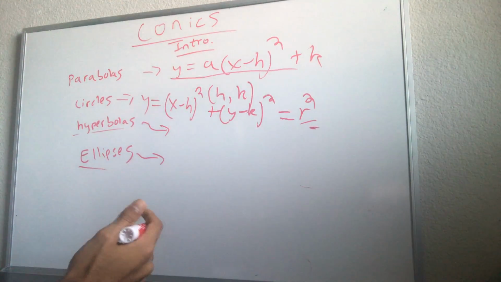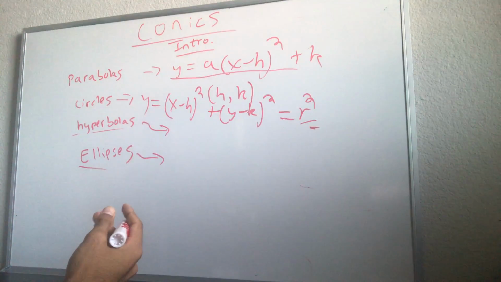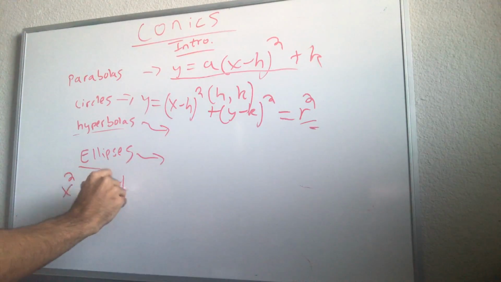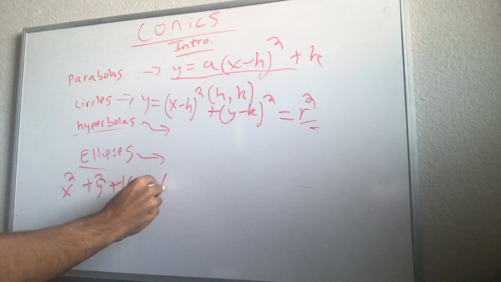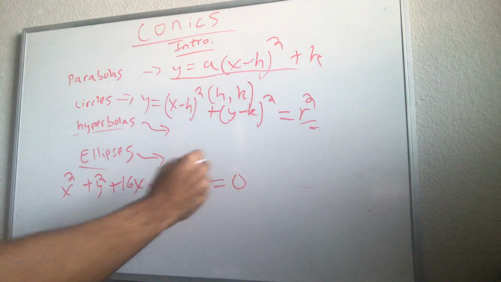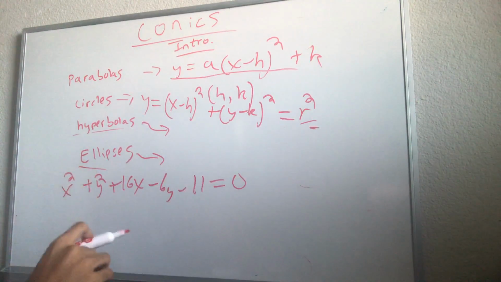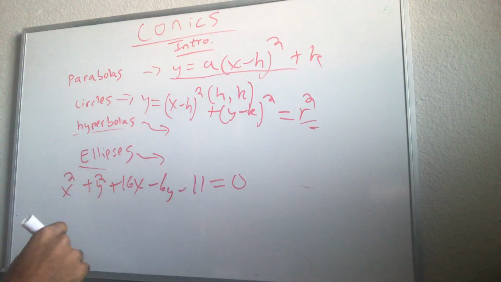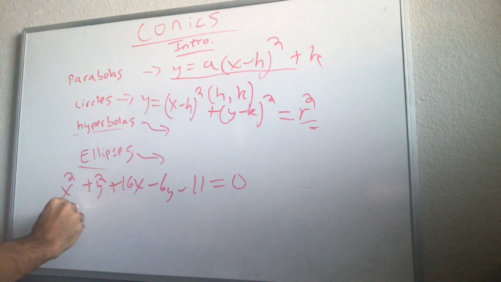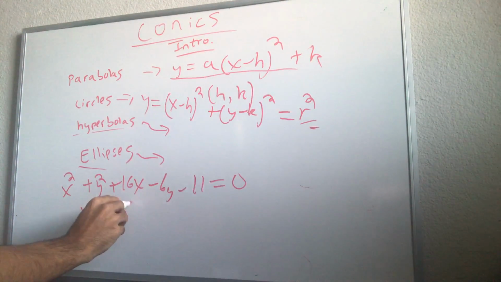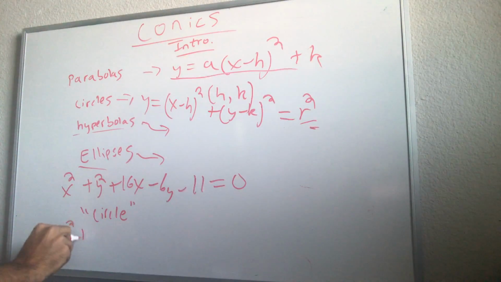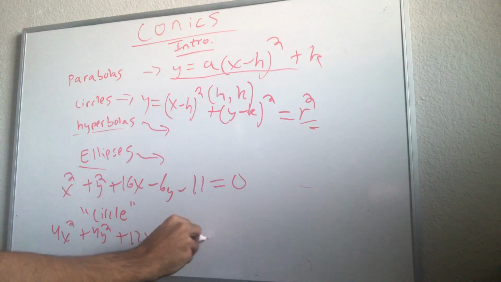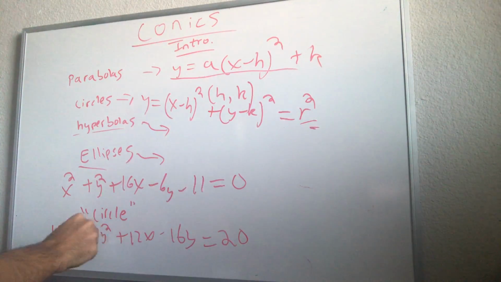Now if you want to identify a conic just based on the equation you have, for instance, x squared plus y squared plus 16x minus 6y minus 11 is equal to 0, and you want to identify which conic this equation is representing, your answer should be that this one is a circle. And if I give you another one, 4x squared plus 4y squared plus 12x minus 16y is equal to 20, or something like that, your answer will be circle again.